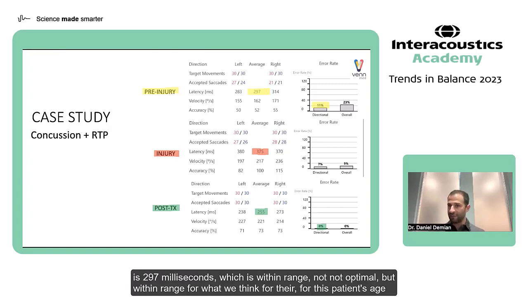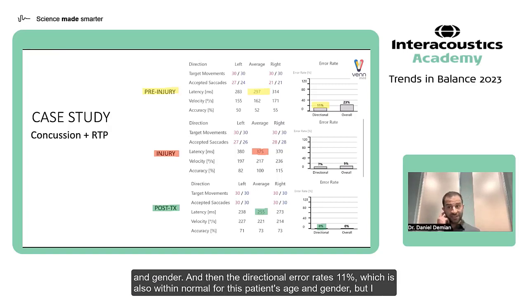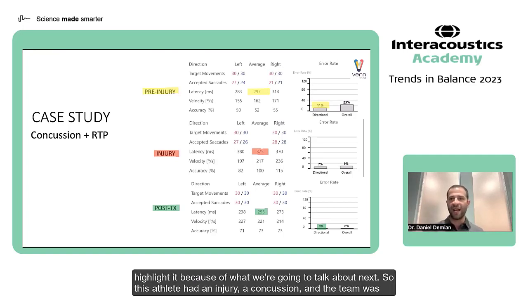Latency is 297 milliseconds, which is within range, not optimal, but within range for what we think for this patient's age and gender. And then the directional error rate is 11%, which is also within normal for this patient's age and gender. But I highlight it because of what we're going to talk about next.